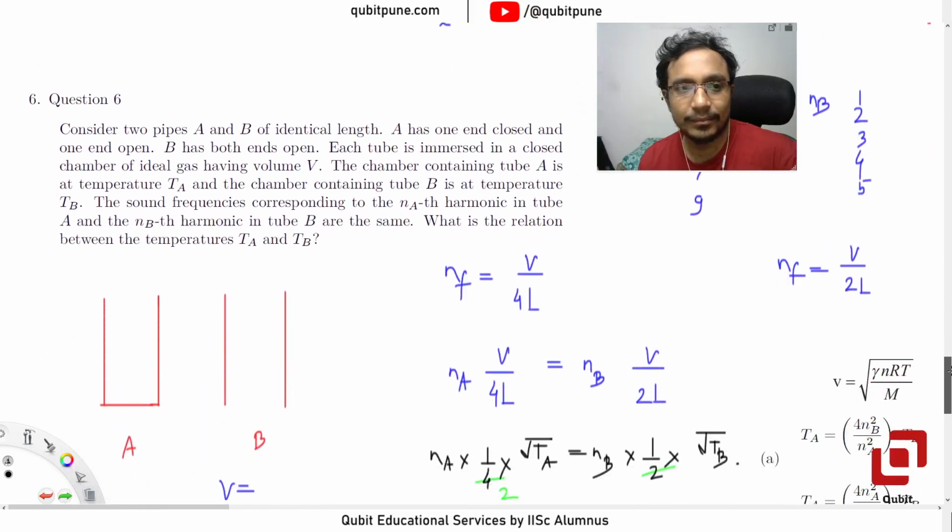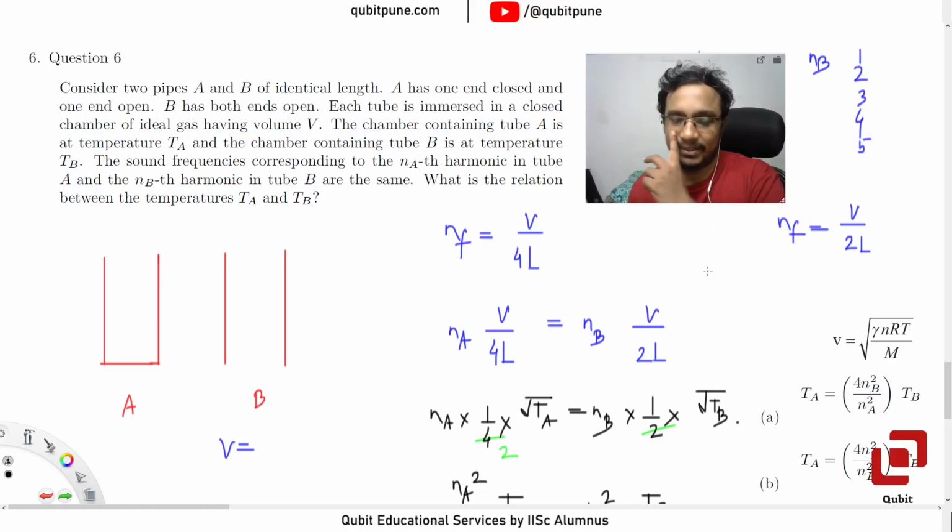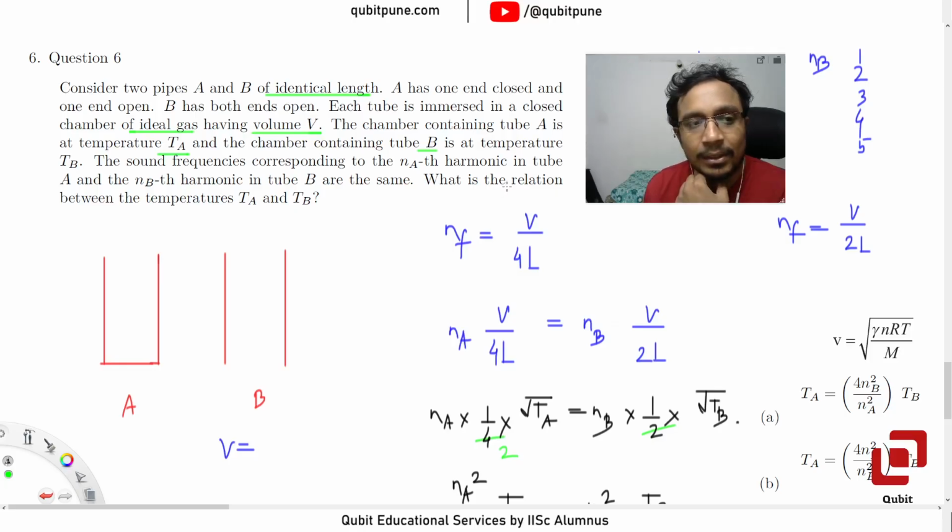Question 5. Question 6, again I found it typical IISER level where they mix the concepts and ask, but not too hard. Consider two pipes A and B of identical length. A has one end closed and one end open. B has both ends open. Each tube is immersed in a closed chamber of ideal gas having volume V. The chamber containing tube A is at temperature TA, and the chamber containing tube B is at temperature TB. The sound frequencies corresponding to the nth harmonic of A and the nth harmonic of B are the same.